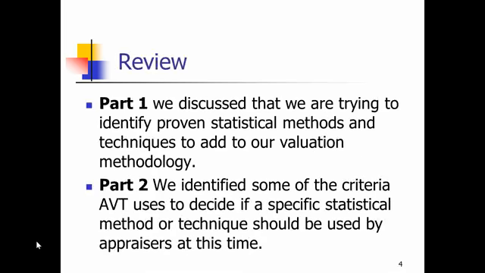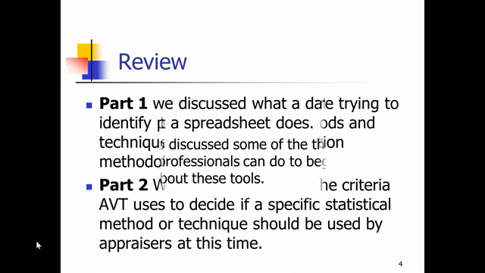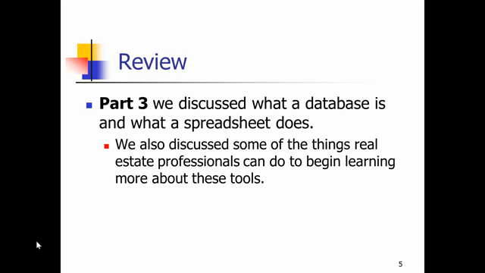Let's review what we learned in Part 1, 2, and 3. In Part 1 we discussed that we are trying to identify proven statistical methods and techniques to add to our valuation methodology. In Part 2 we identified some of the criteria that AVT uses to decide if a specific statistical method or technique should be used by appraisers at this time. In Part 3 we discussed what a database is and what a spreadsheet does. We also discussed some of the things real estate professionals can do to begin learning more about these tools.